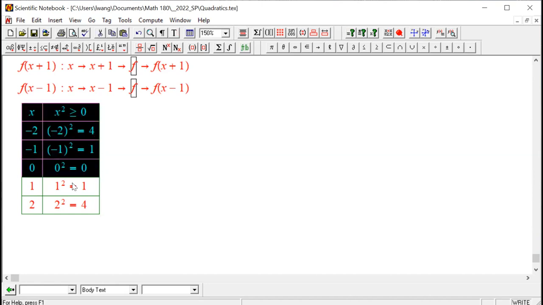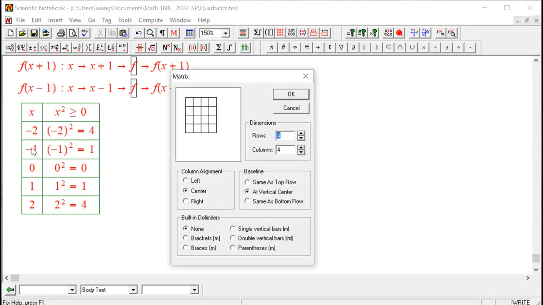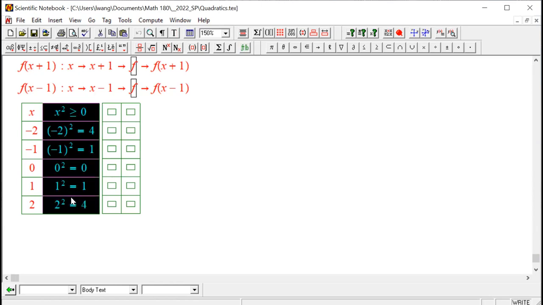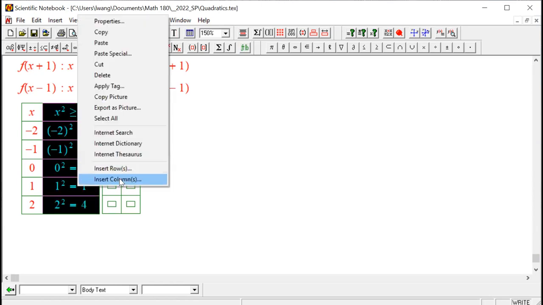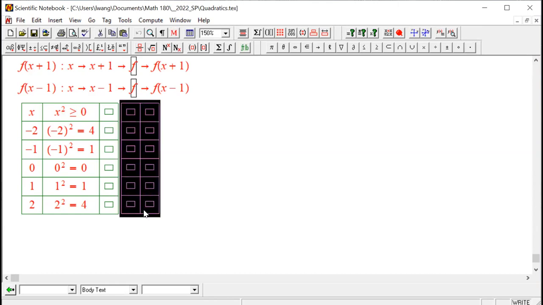So this is x squared, right? The next table I'm going to make is another table. Okay, 1, 2, 3, 6 rows, 2 columns. There. And of course we actually should have 3 columns, right? Input, output. So yeah, let's make 3 columns.